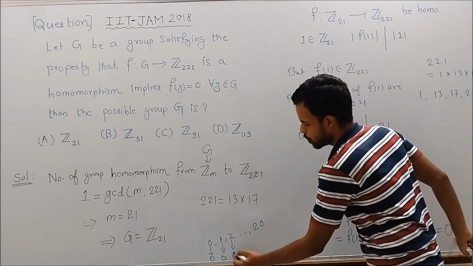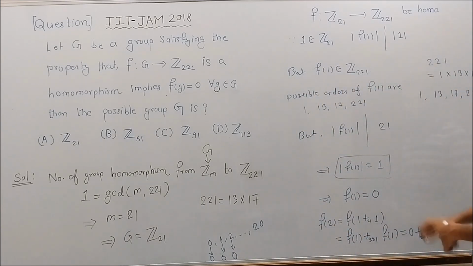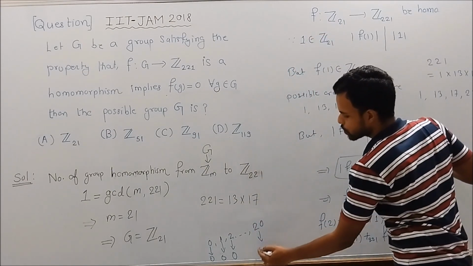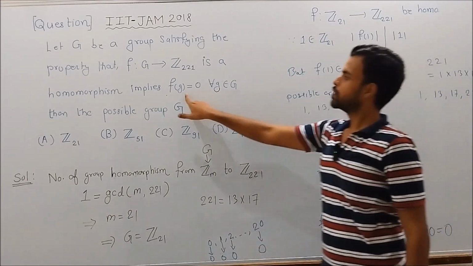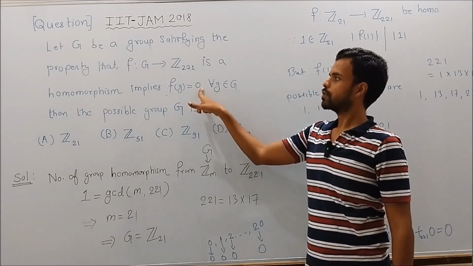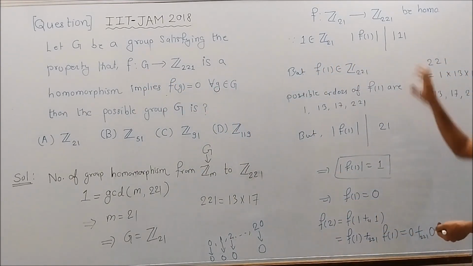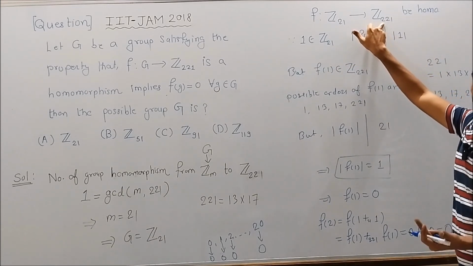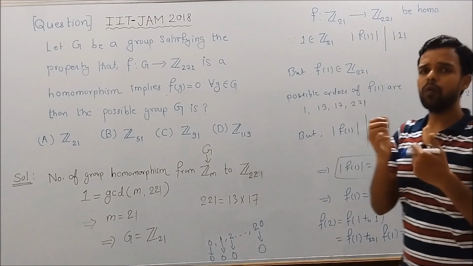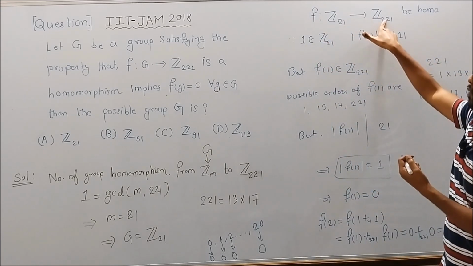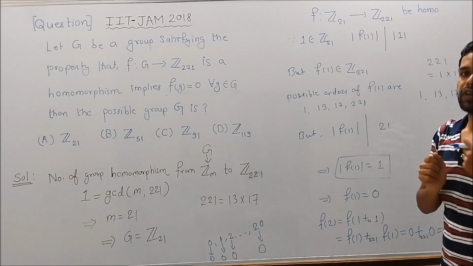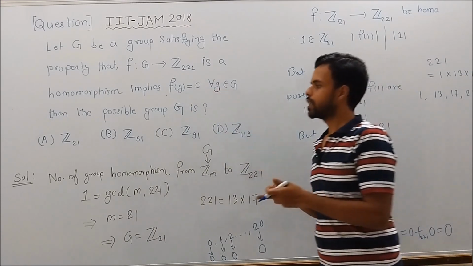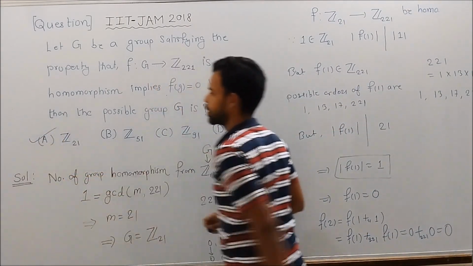So 2 maps to 0. Similarly, you can show that 3 maps to 0 and so on. All the elements of Z21 map to 0. So we see that the homomorphism f from Z21 to Z221 is the trivial homomorphism. So if there exists any homomorphism from Z21 to Z221, then that homomorphism must be the trivial homomorphism. So the answer is option A.